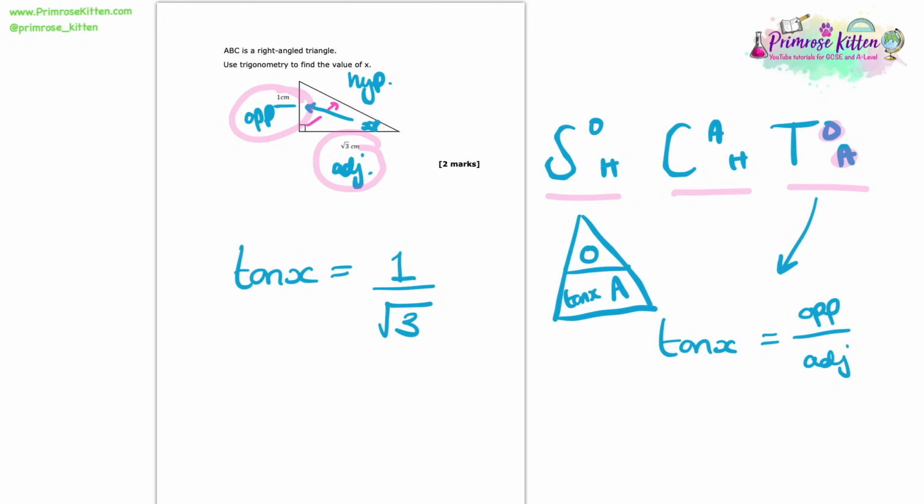And to do this, we need to use our memory actually, because this is a non-calculator paper. Normally we would pick up our calculator, rearrange this equation, and say that x is equal to the inverse tan of 1 over root 3. Hit equals and we'd have our answer. But we can't do that here. There's some facts that we're expected to know, and one of those states that tan 30 equals 1 over root 3. Now that is just something that we need to memorise. So here in this case, through memory, we should know that x is equal to 30 degrees.